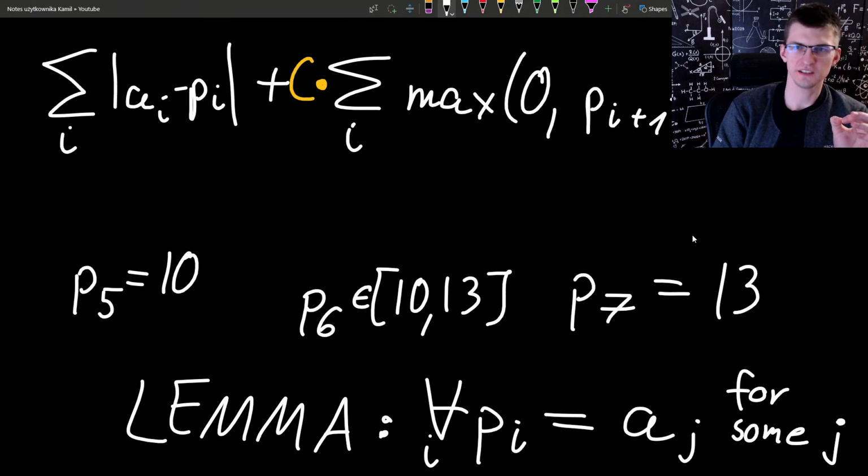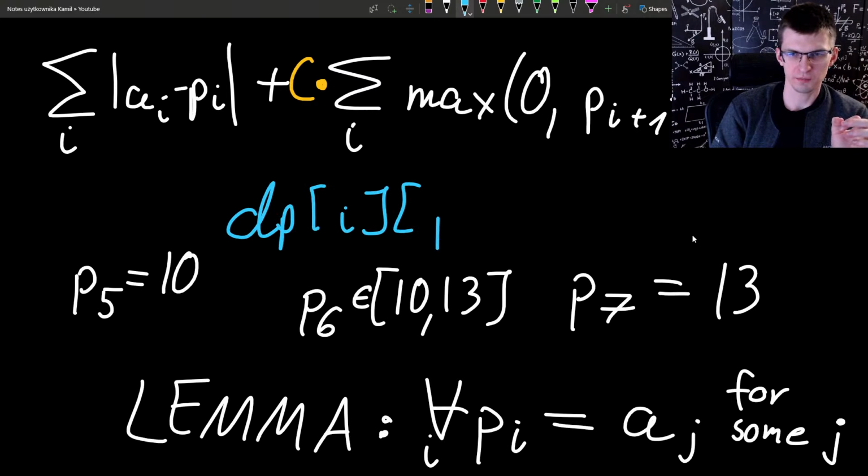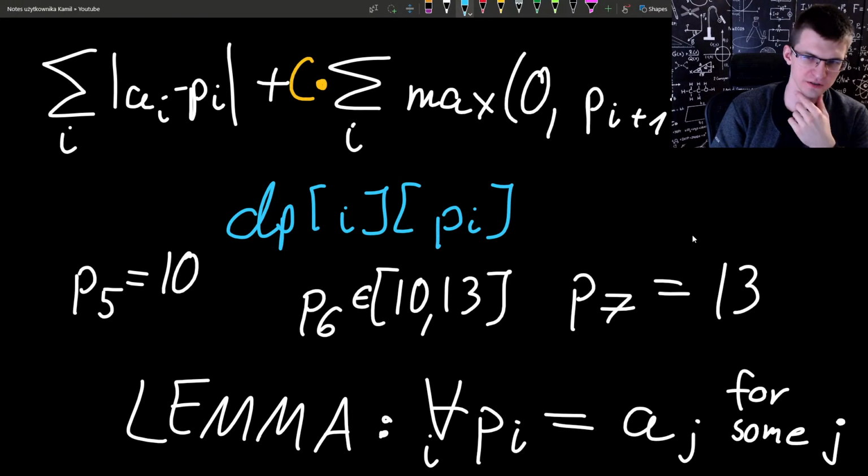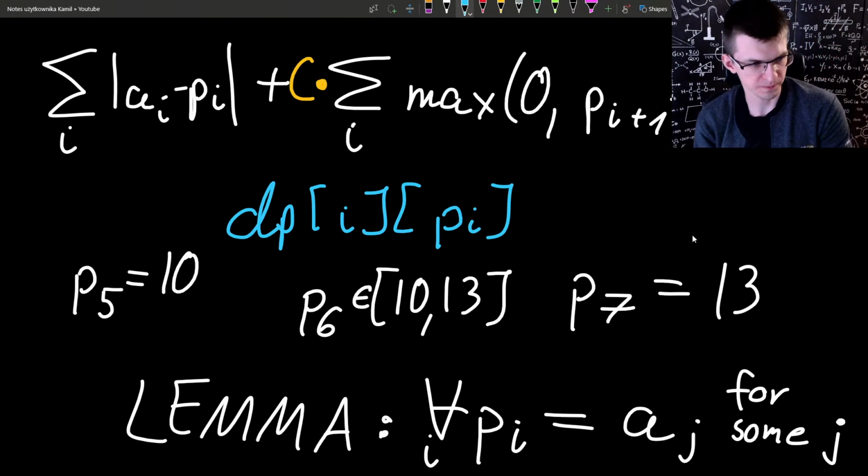If that's the case, then actually my DP is good enough, because I had DP of i and pi, but now I know that pi actually can be only values from the input, from those n values given to me.